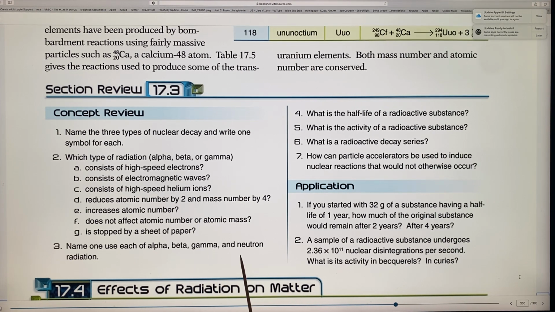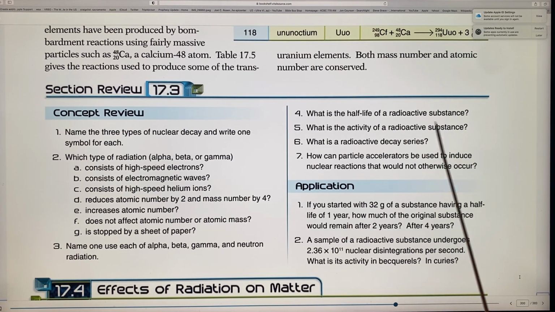Neutron radiation, you can use in a lot of different things, cancer treatment and everything else. But I always think of neutron factories of electricity, making electricity by the fission process of neutrons.